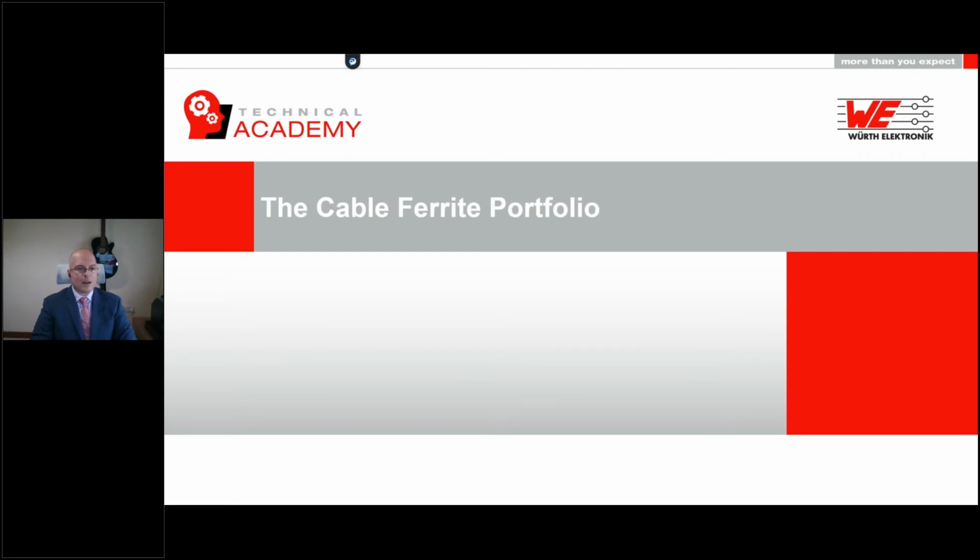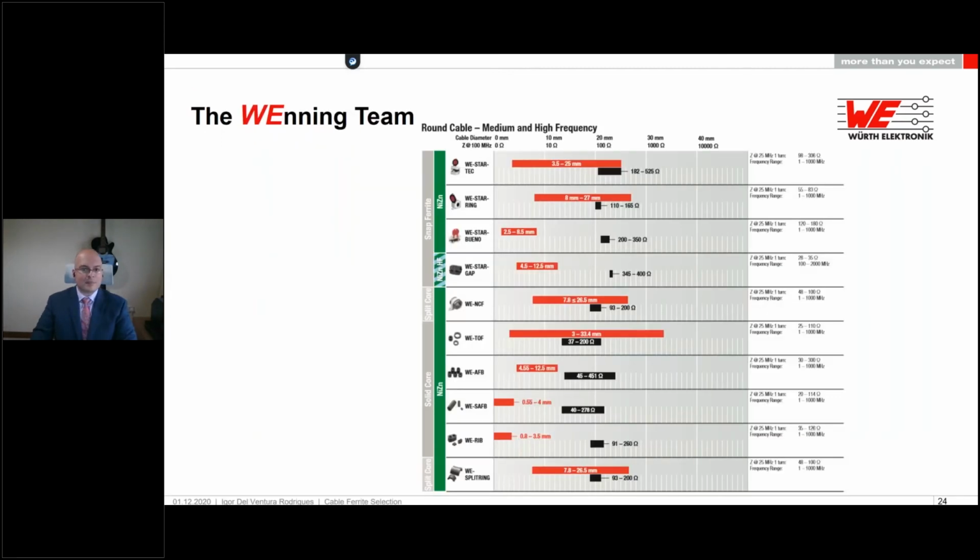So now let's check our cable ferrite portfolio. And once again, I've listed here for you all of the ferrites that we've got available. So you can see various things here. We can see these red bars here that indicate what is the cable diameter that you can fit within that specific ferrite family. Also, the black bars here indicate which are the impedance ranges that we're going to have for each of these. Okay, and yeah, so you can go ahead and easily select your ferrites.